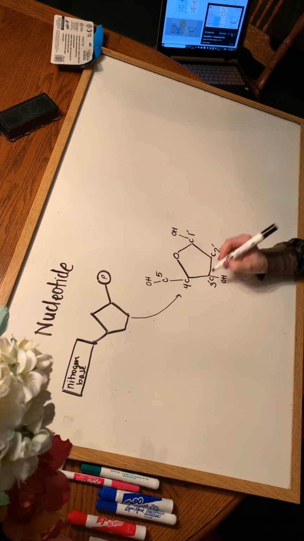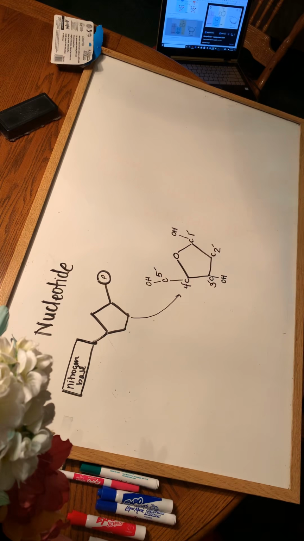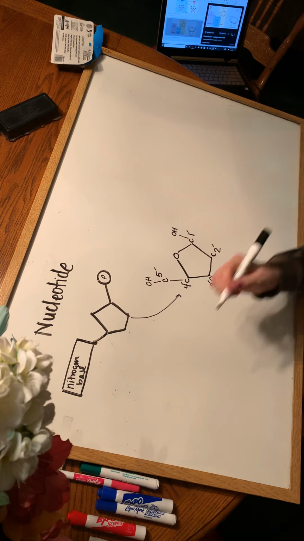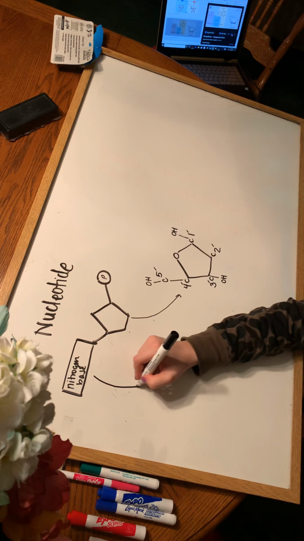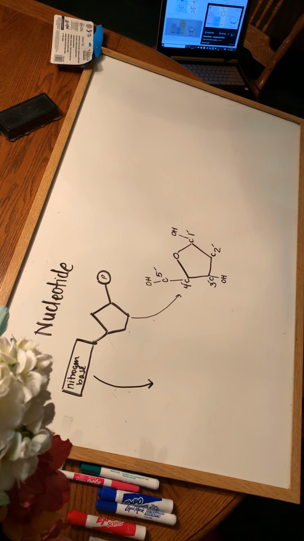2 prime, 3 prime, 4 prime, 5 prime. And this is going to become important when we talk about a little detail about DNA. So just know that those carbons are numbered. And then I'm also going to show you a little bit more about each nitrogenous base. I'm not going to draw each one. I'm just going to show you an example of each.